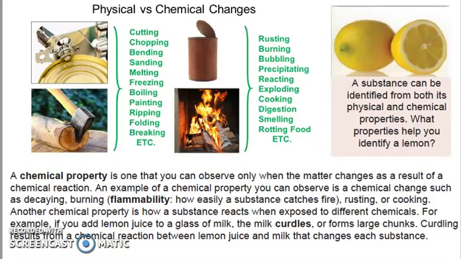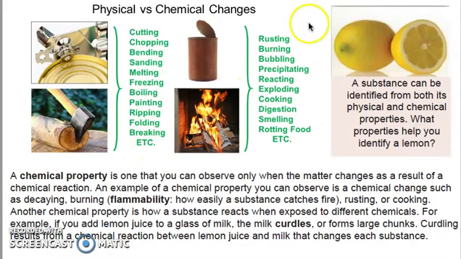For example, if you add lemon juice to a glass of milk, the milk curdles or forms large chunks. I'm sure you've seen chunky milk before, and it's pretty gross. Curdling results from a chemical reaction between lemon juice and milk that changes each substance.